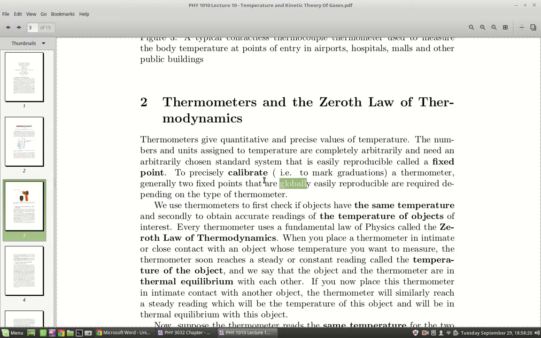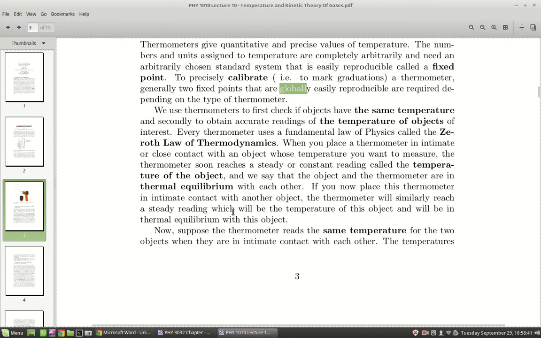The first thing you want to do with the thermometer is find out if two or more different objects have got the same temperature. Does this object and that object actually have the same temperature? Basically, that's the first thing you want to do. And how do we know that two or more objects have the same temperature?